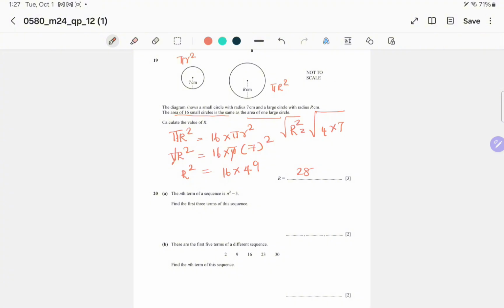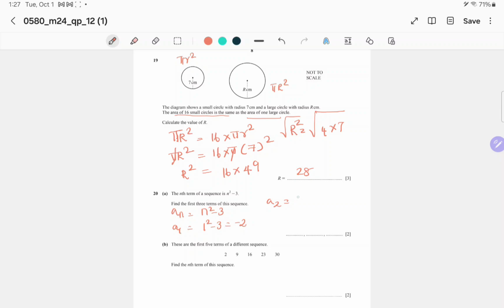Now the next question: the nth term of the sequence is n square minus 3. Find the first 3 terms of the sequence. The formula for the sequence is an is equal to n square minus 3. Now we will put a1, the first 3 terms they are asking, so 1 square minus 3, which is equal to minus 2.